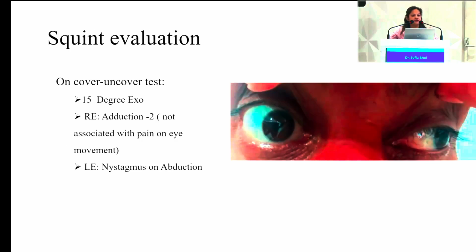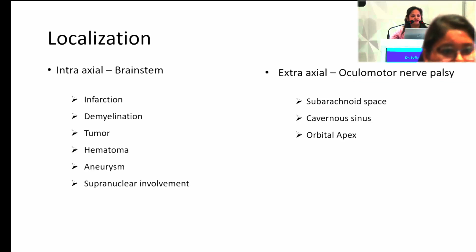Coming to the squint evaluation, on cover-uncover test, my patient had a right eye 15-degree exo with adduction deficit of -2, which was not associated with pain on eye movement. In the left eye, on abduction, he had nystagmus.